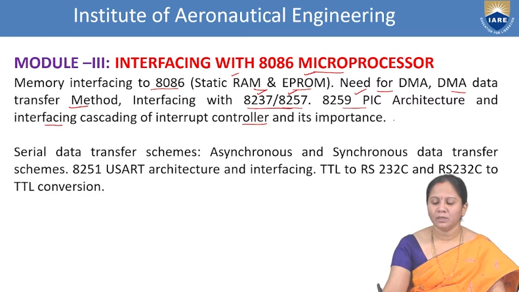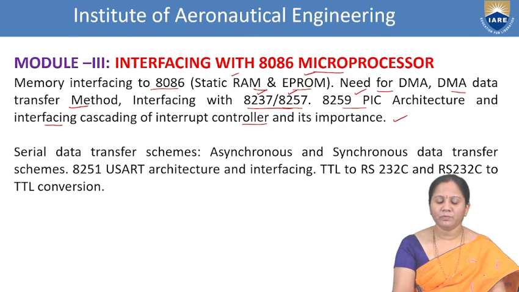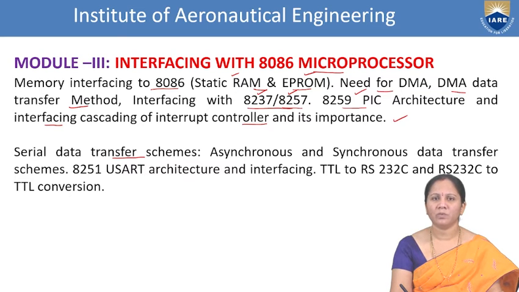In the next part of the third unit, we have covered the serial data transfer schemes. That means we have learned what communication is, what serial communication and parallel communication are, and the difference between serial communication and parallel communication. Next, we have gone through asynchronous and synchronous data transfer schemes, and we have seen the differences between these two. And we have covered different transmission modes like simplex, half duplex and full duplex.